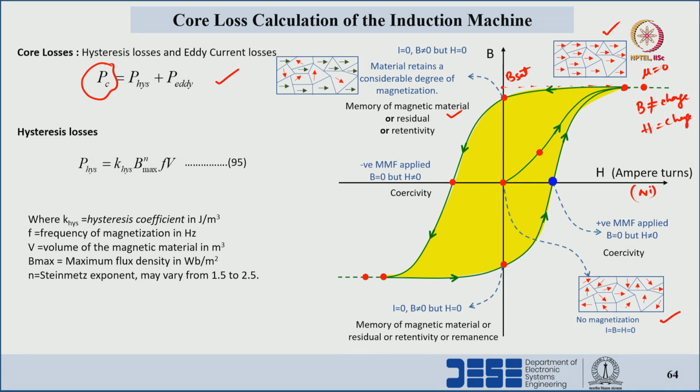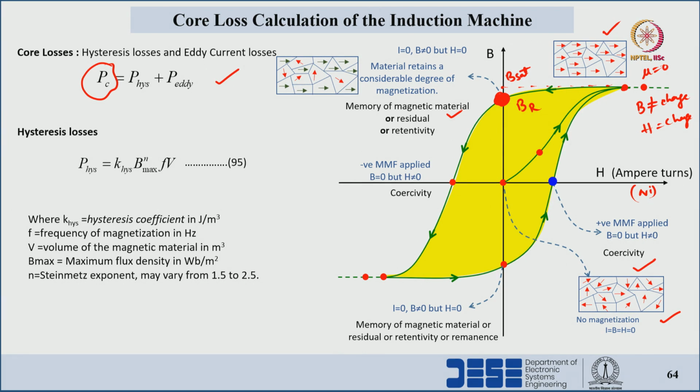If we reduce the applied MMF, then the BH loop will follow this curve and it will reach this point. At this particular point, all magnetic domains are not at the position where we started the BH loop. There will be a memory of the magnetic material. This is the B residual, BR, I can say. Higher residual values we can see for larger BH loops, for smaller BH loops it will be small.